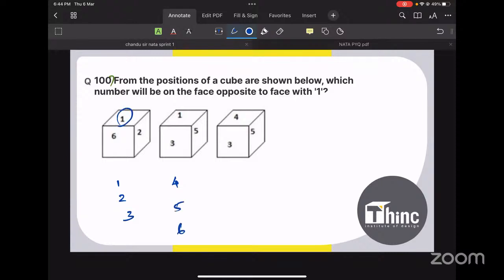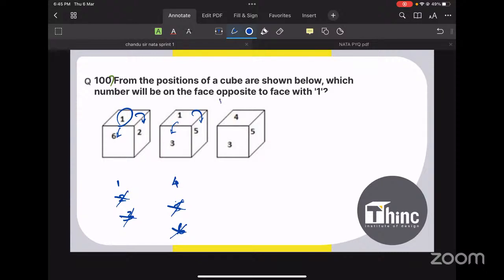So 1 has an adjacent side with 6. So 6 cannot be opposite to 1. It also has an adjacent side with 2. 2 also cannot be opposite. Similarly, over here, 3 also cannot be opposite. Okay. 5 also cannot be opposite. Okay. See, we just easily removed the options. See, this is the elimination method.